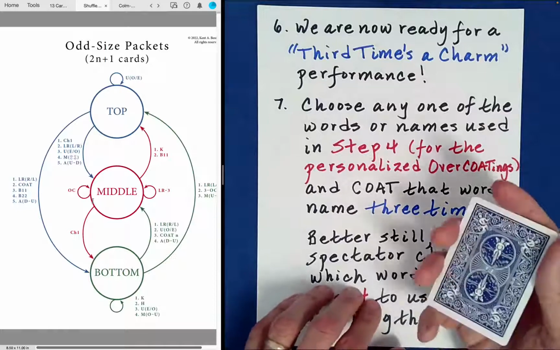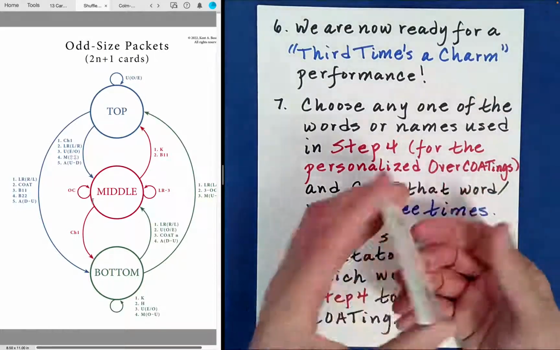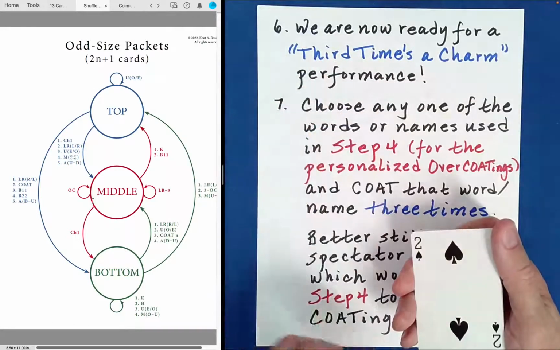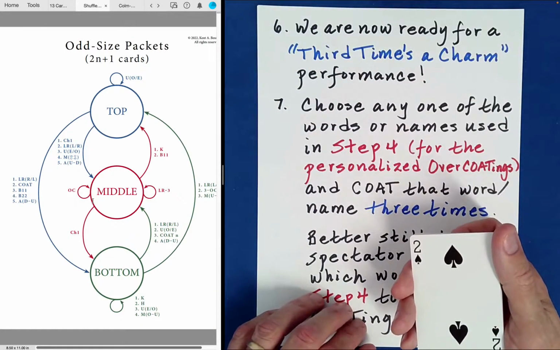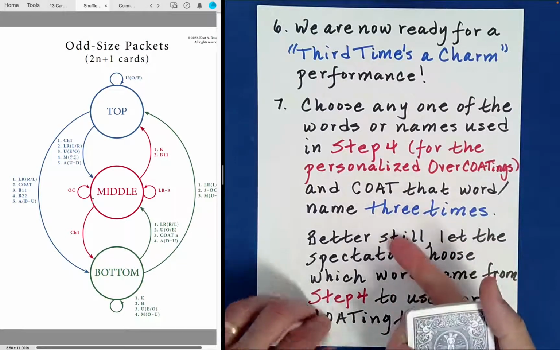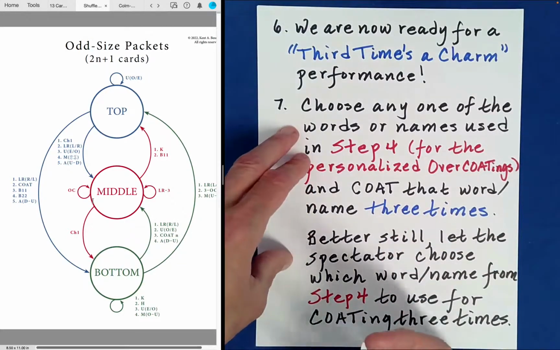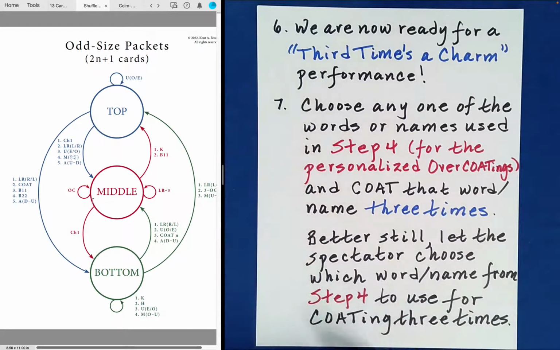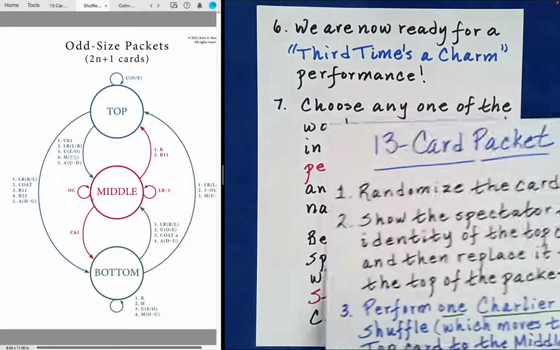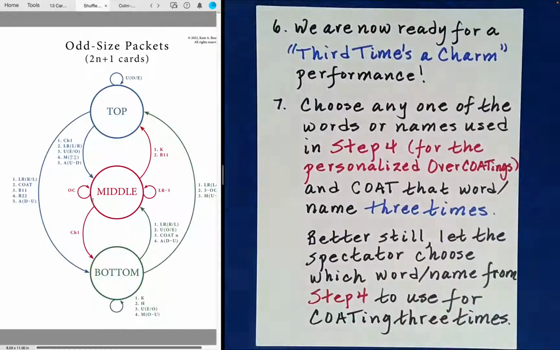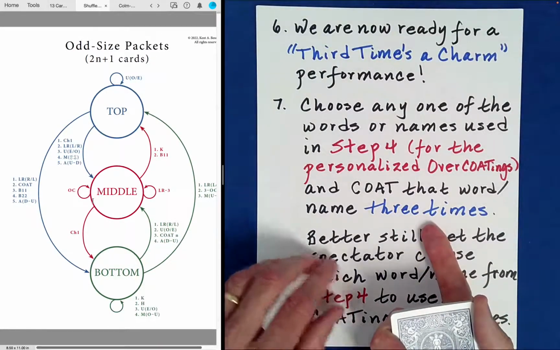I'm getting ahead of myself. But now, since it's on the bottom, that's where we need it to begin one of these standard overcoating routines. Okay, so at this point, we can use these newer principles if you would like. Choose any one of the words or names used in step 4. Isn't that interesting? We're all kind of set up for this because, well, you can use any one of these and then you just have to code it 3 times. And you could allow the spectator to choose.